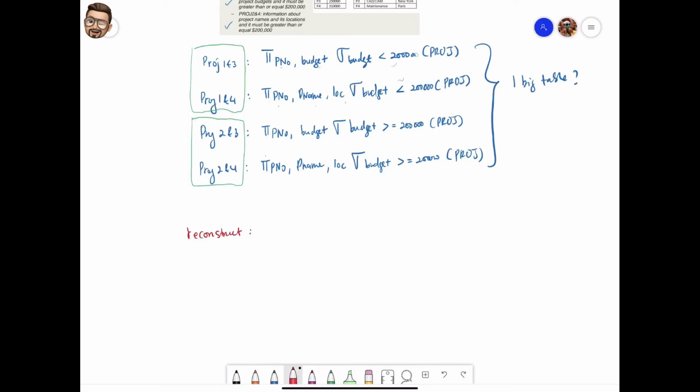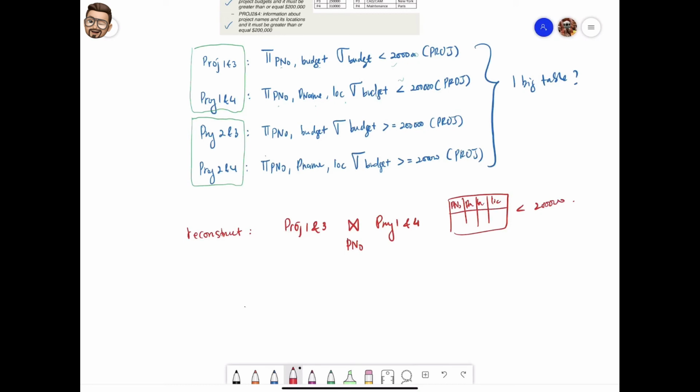Okay, the first one, what can we do? We do a join operation. Project 1 and 3 join with project 1 and 4, on P number. So if you do this one, what will you get? You will get P number, P name, budget, and location for budget less than 200k.